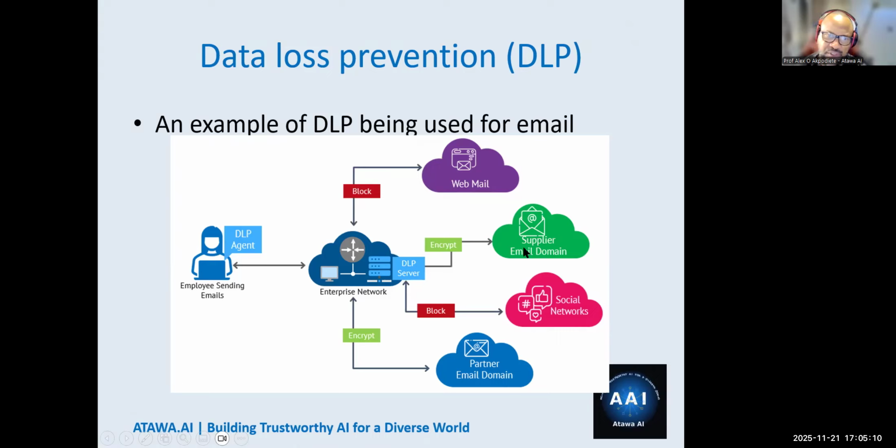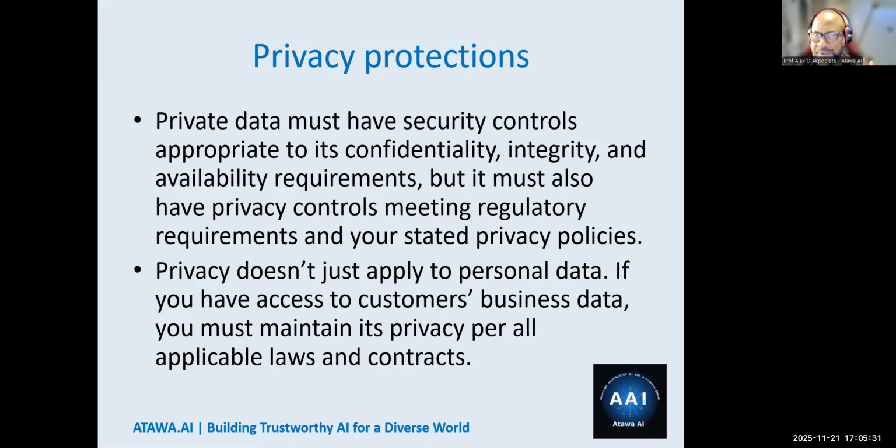For data loss prevention, see this diagram here. I'm the user, I'm sitting there and I want to send an email. This actually happened to a colleague of mine. I send an email, I have an agent installed on that system, right? It goes over here to the enterprise network. It asks, am I going to block this? Am I going to encrypt it? Am I going to allow it? And it makes a decision based on the permissions or whatever you've configured.